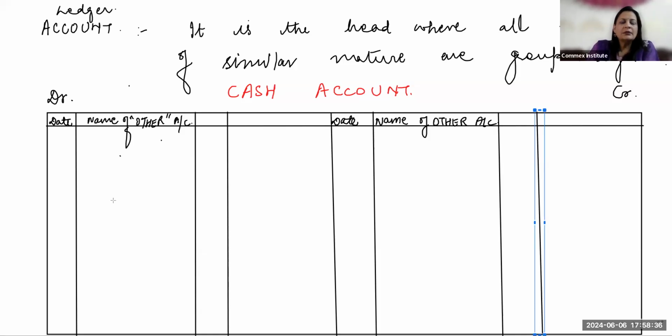What do I call this column? Journal folio, and I'll write JF over here. On both the sides, we've got JF. Just put JF over here, and then you can put the full form: JF stands for Journal Folio.